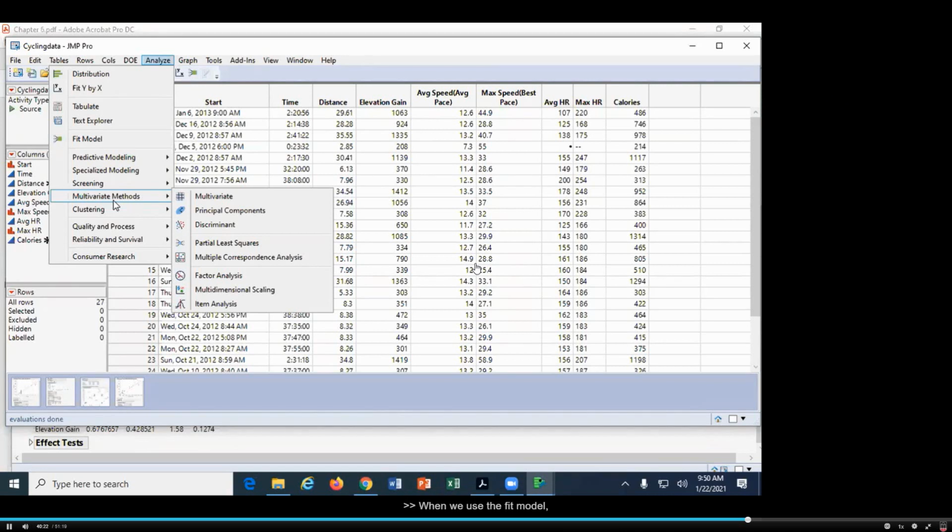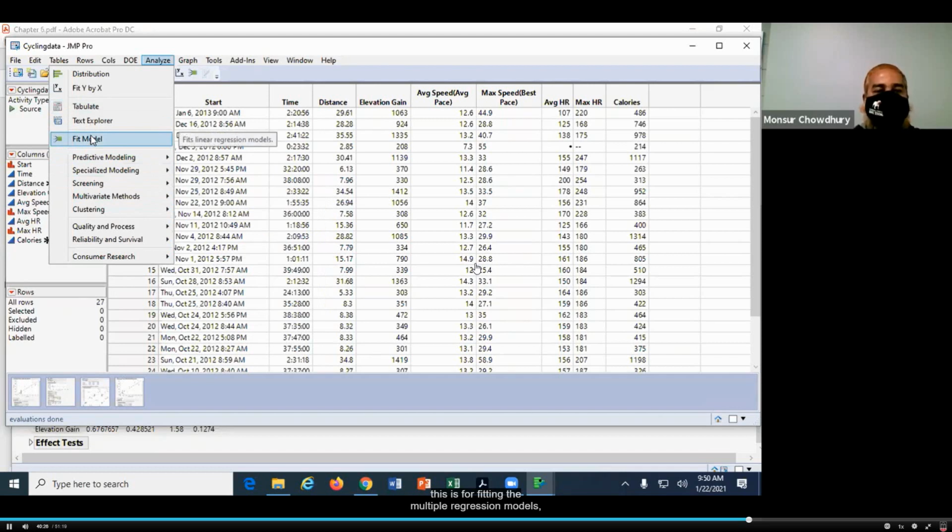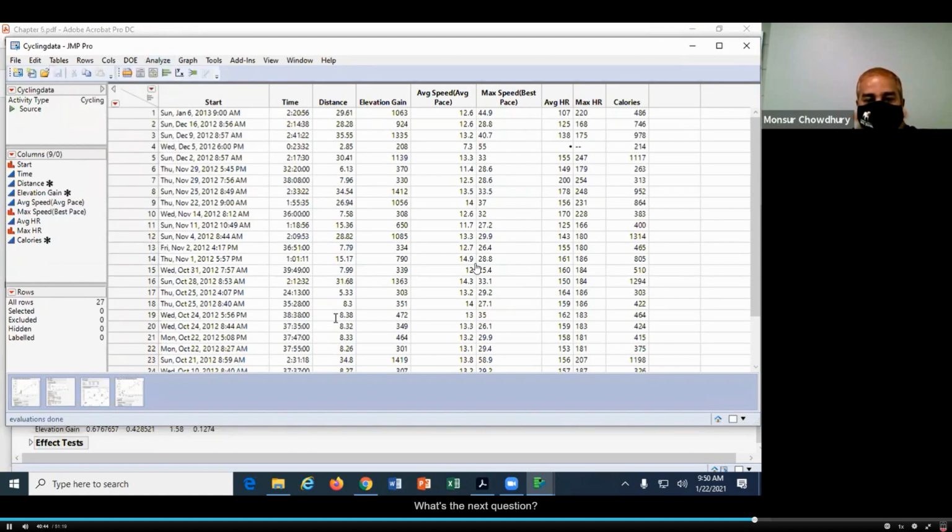Understood. And when we use the fit model, this is for fitting the multiple regression models. But fit y by x can only be used for the simple linear regression model. But you can use fit model for both simple linear regression and the multiple regression model. Okay. What's the next question?